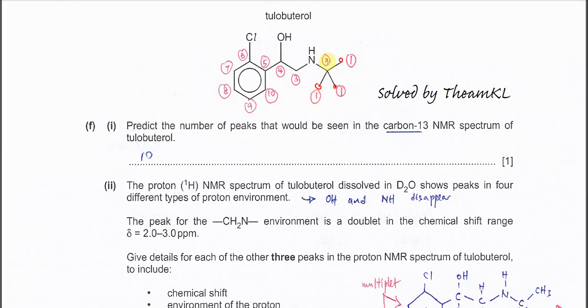And this is another type of carbon. So 2, 3, 4, 5, 6, 7, 8, 9, 10. So it will form 10 signals. If, let's say, the chlorine is not here, then it will be 5, 6, 7, 8. 8 signals. It depends on how many equivalent carbons there are. Okay, so for this tulbutol, the number of peaks will be 10.